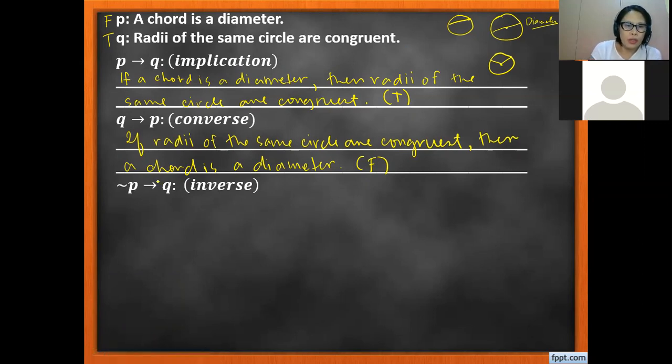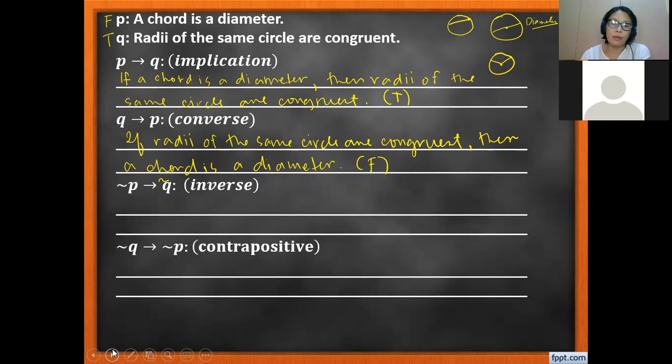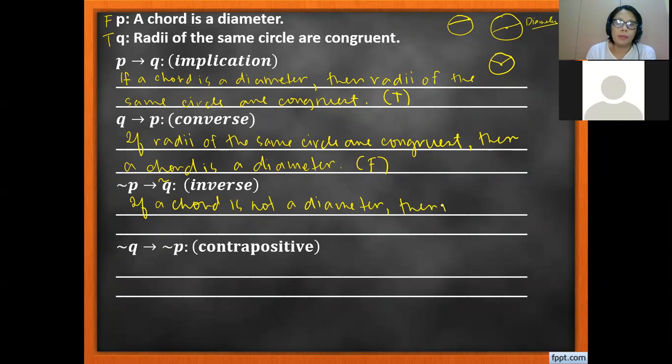Okay, the negation is missing. There should be a negation here. Negation of if negation of P, then negation of Q. So that's the inverse of if P then Q. Okay, so this is, if a chord is not a diameter, then radii of the same circle are not congruent. Negation, no?